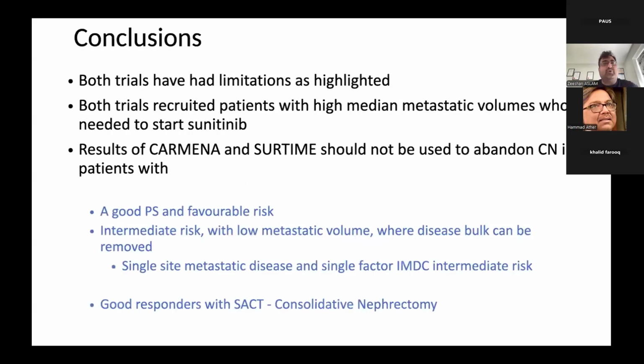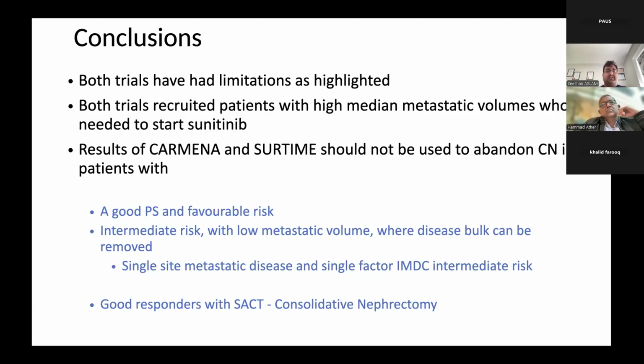So in conclusion, both trials have limitations as well. Both trials had patients with high metastatic volumes, and these trials should not be used to abandon cytoreductive or consolidative nephrectomy. Patients who benefit most are those with good performance status and favorable risk disease, and intermediate risk patients with low metastatic volume, where you can remove the disease bulk. To further subgroup it, that is single site metastatic disease, and patients who have single factor IMDC intermediate risk.